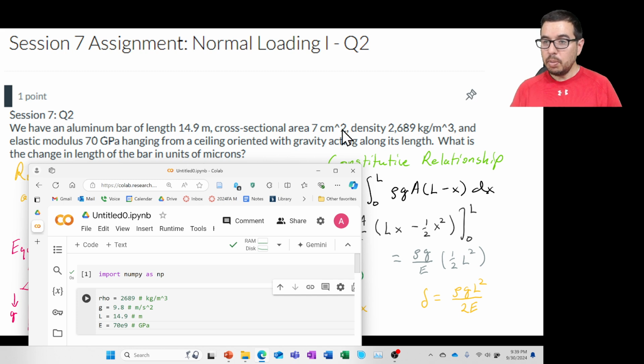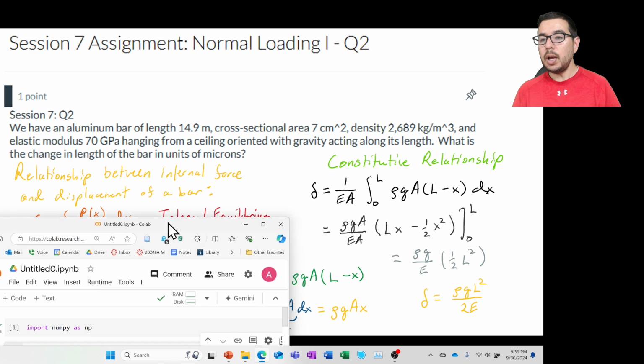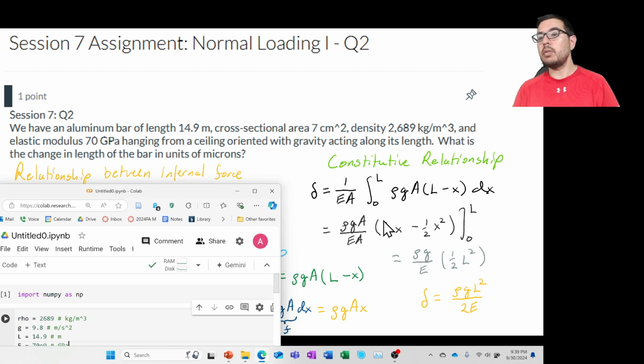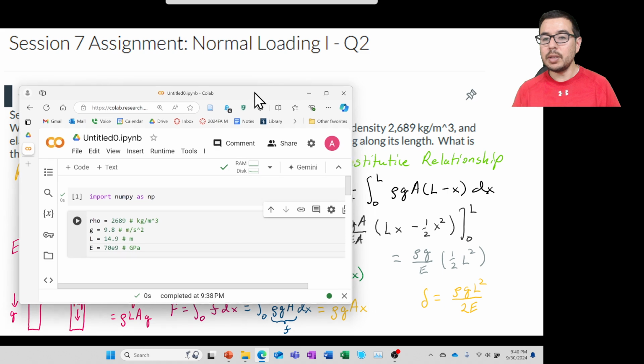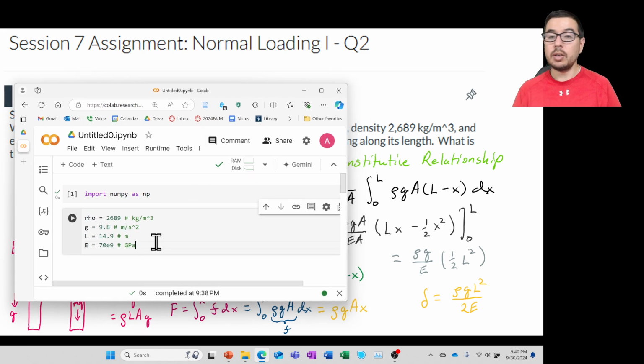Now notice, the problem did give us the cross-sectional area of 7 centimeters squared. But if you look at our derivation of this relationship, the areas end up canceling out. This is the area here, but the area in the denominator and the one in the numerator, those cancel out. So we actually do not have dependence on the cross-sectional area. So if it's a constant cross-section for a hanging bar, we're going to get the same result for the displacement or the deformation of the bar.